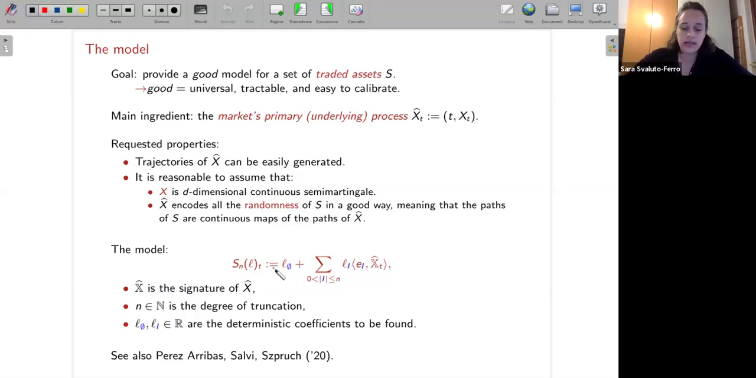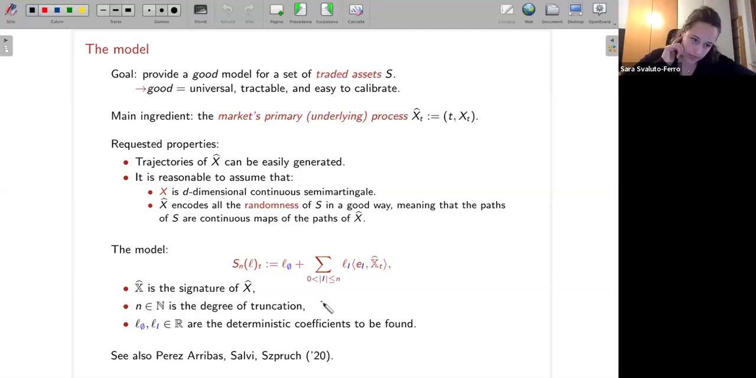The model that we consider then is just a linear model. A linear combination of the time extended signature of the primary process X. We do not take a linear combination of all the elements of the signature, but we stop at a certain depth. This is N. And the parameters of the model are numbers, which we need to decide where to put.